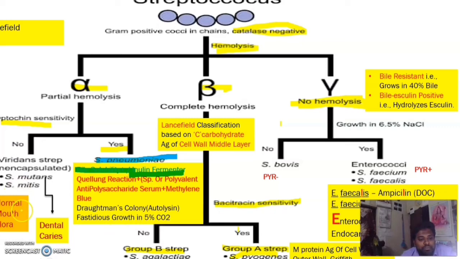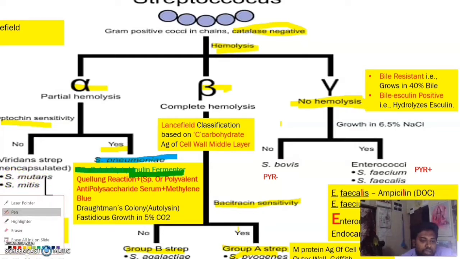Okay, now if they are not optochin sensitive, then they are called viridans streptococci. Viridans streptococci have no capsule, and they are part of the normal mouth flora, and they cause endocarditis. Okay, so that is Streptococcus mutans, Streptococcus mitis. Streptococcus mutans is important because it creates acid.